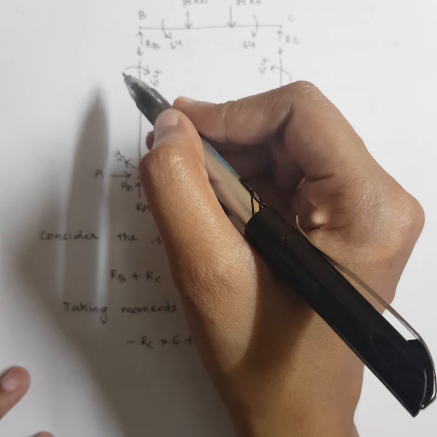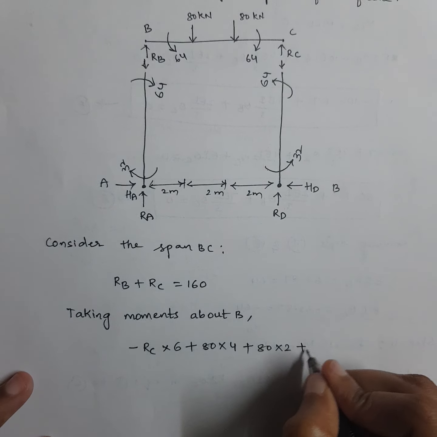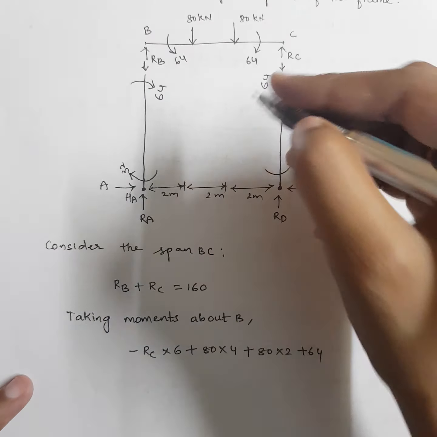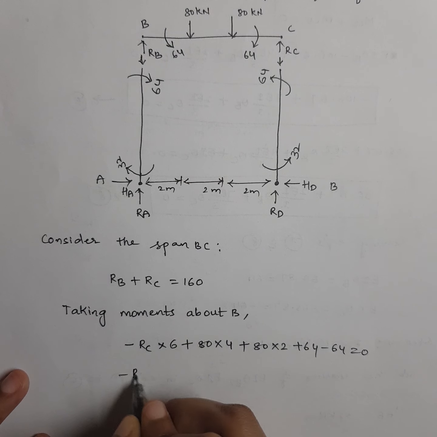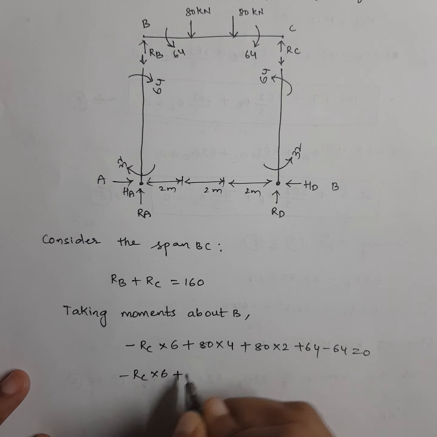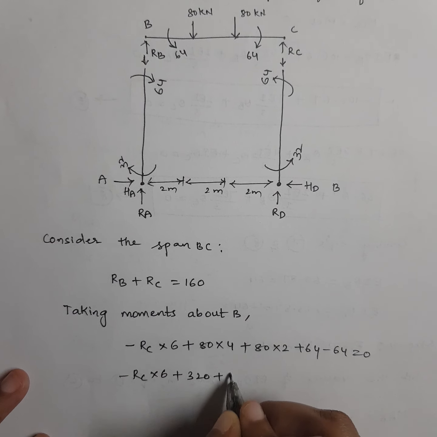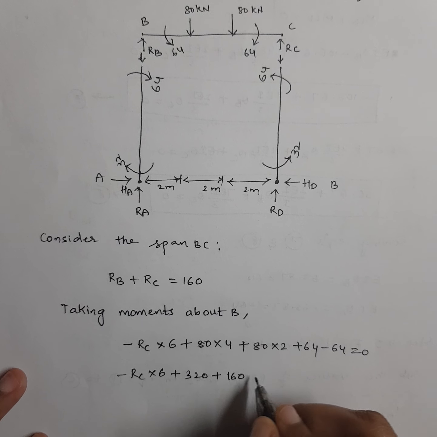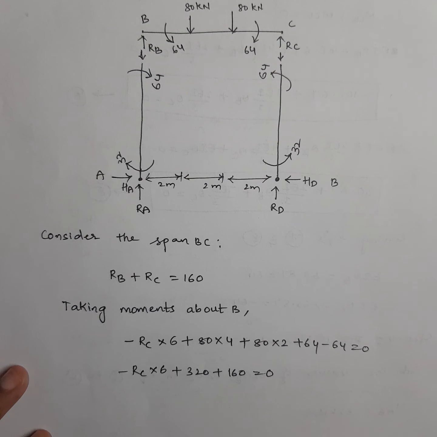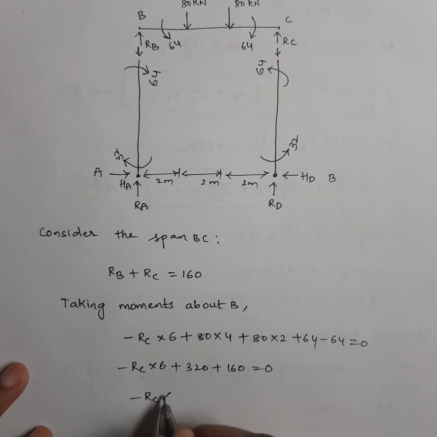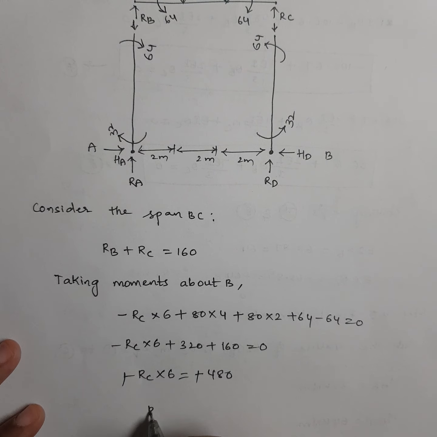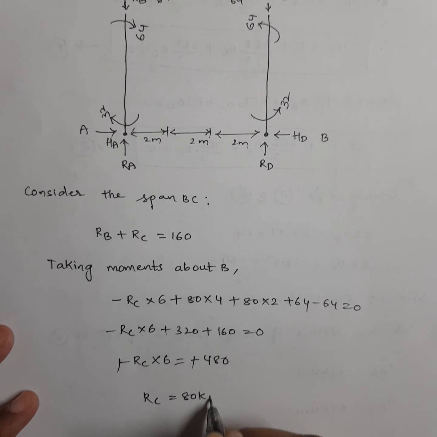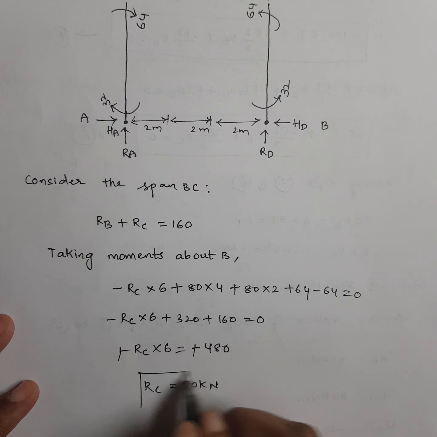This 64 is clock direction, plus 64. This 64 is anti-clock direction, minus 64, is equal to 0. So minus RC into 6 plus this becomes 320 plus this becomes 160. This is already 0 is equal to 0. 64 will get cancelled obviously. So minus RC into 6 is equal to minus 480. So finally my RC comes out to be 80 kilonewton. Right? 480 by 6 is 80.